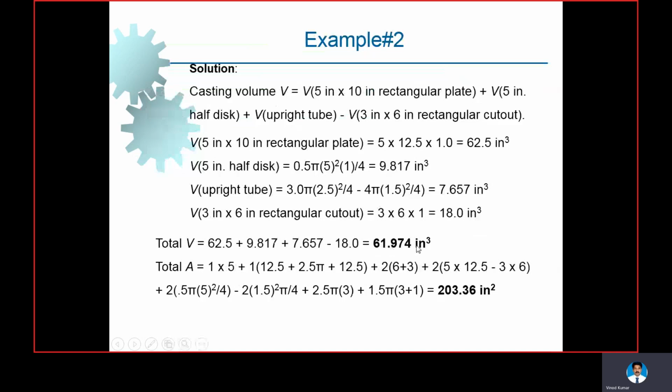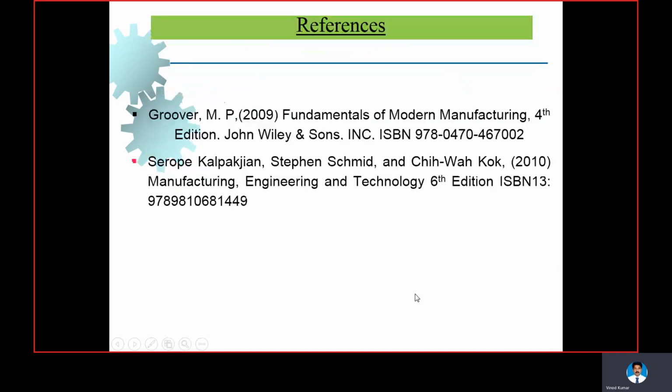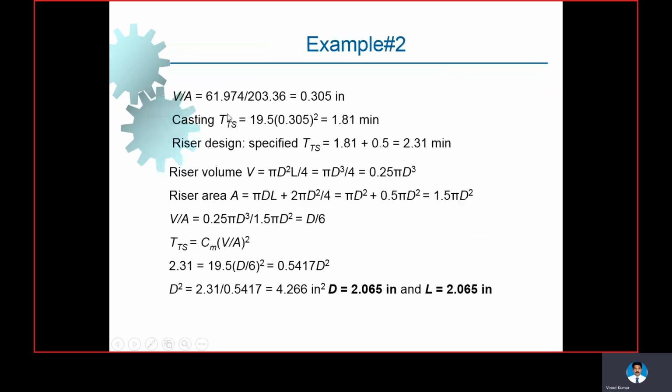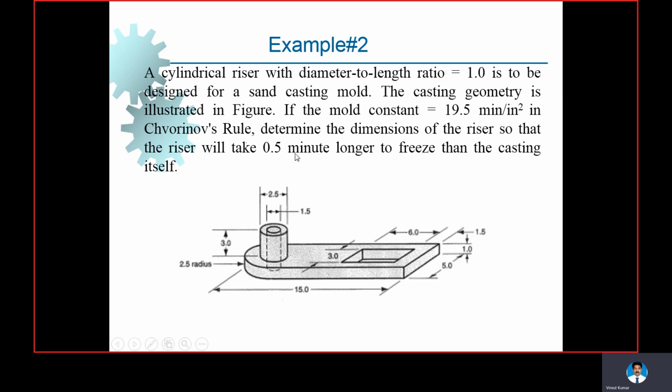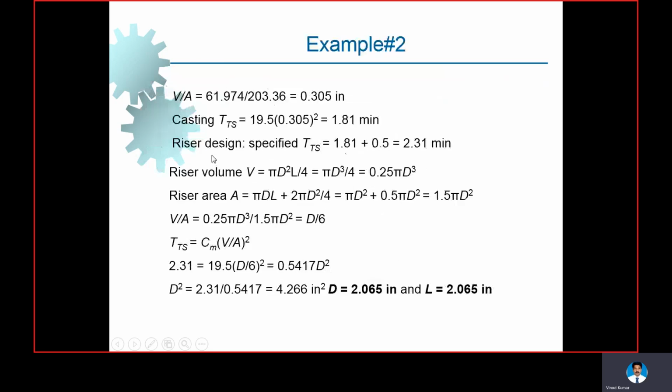We get total volume as 61.974 and total surface area is 203. Then after calculating volume and area, we need to calculate volume divided by area. So we got it. Then we can find for the casting the total time required: Cm, the mold constant, times V over area, which is 0.305, raised to n. We get the casting solidification time. Then for the riser, the condition is given here as 0.5 minutes longer. So the time required for solidification in casting plus 0.5 will give you the time required for solidification for a riser.